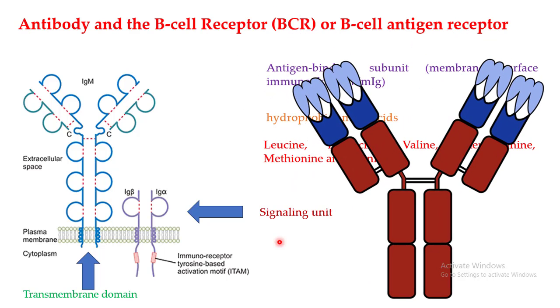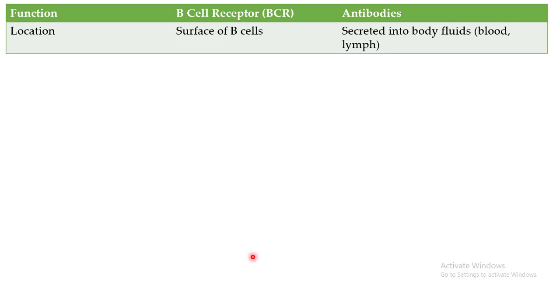Now, this is the antibody or the secreted antibody. So you are going to see the light chains, you are going to see the heavy chains, but you are not going to see any transmembrane domain, or any signaling unit. Let us talk about the differences between the B cell receptor and the antibody.